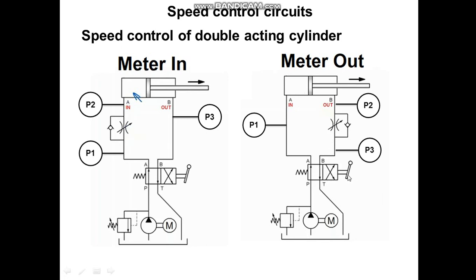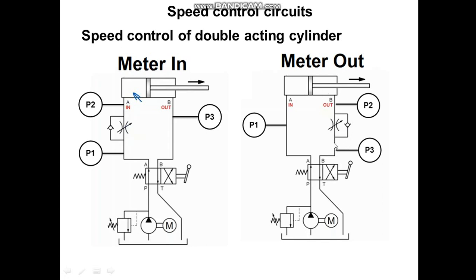Now on the other hand, when I operate this hand lever, this second position will come into operation. The liquid delivered by the pump will come from P to B, and from B it will come to this position. Here this check valve will also allow the flow from this direction, and it will go through this flow control valve also. So for the retraction stroke, liquid will pass through both the valves and it will not hamper the speed.